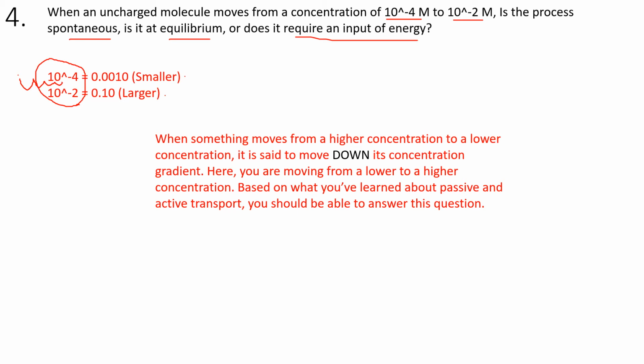So you're saying that, well, actually, let's go here. When something moves from a higher concentration to a lower concentration, it is said to move down its concentration gradient. Here you're moving from lower concentration to a higher concentration. So based on what you've learned about passive and active transport, you should be able to answer this question.